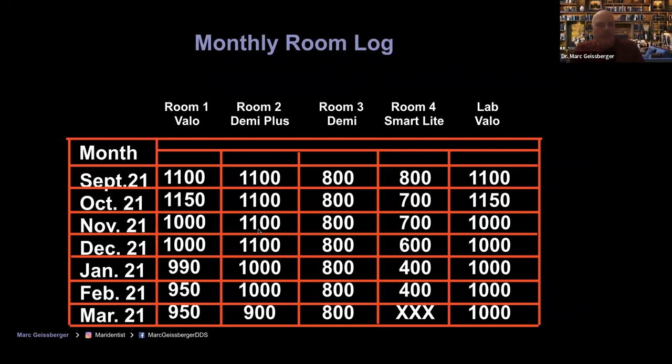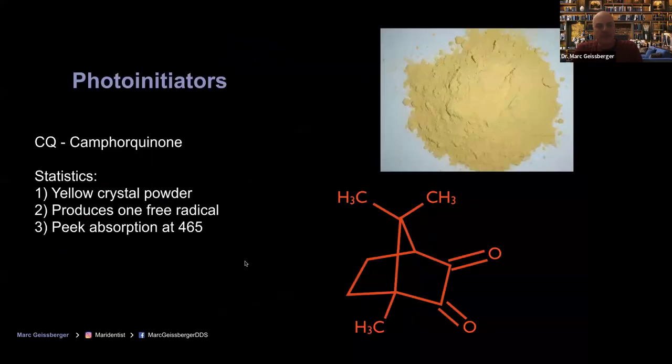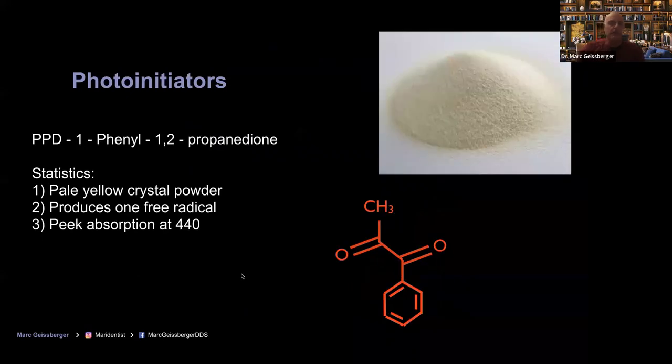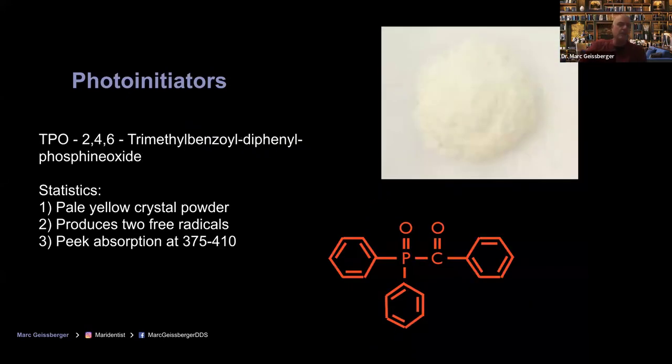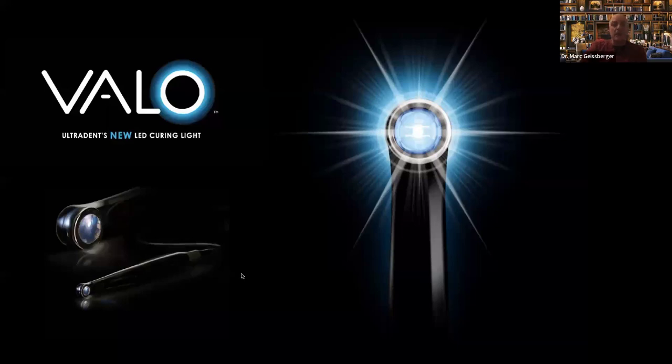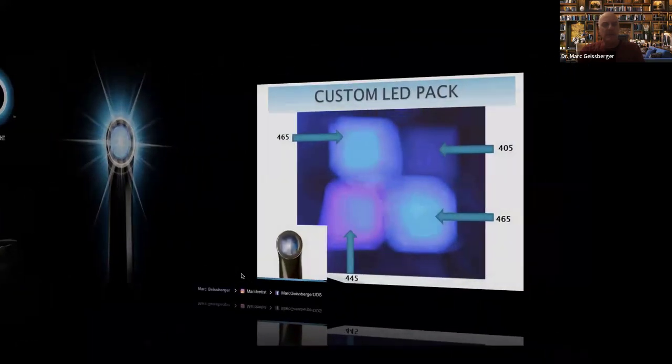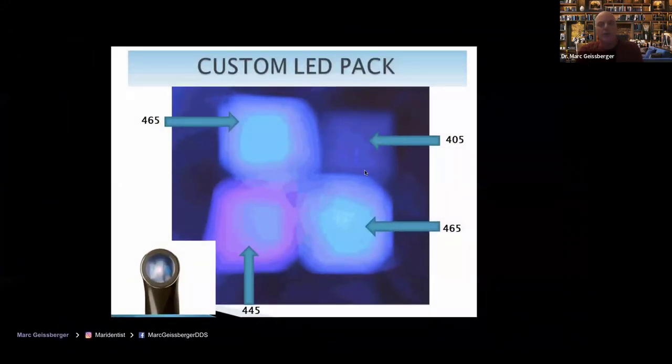So we measure our lights once a month, and we have someone in our office go into each room, take our Valo or our Demi, whatever light, or our Valo Grand, and measure these lights. And keep in mind, there are three photoinitiators used in dentistry: camphorquinone, PPD, and TPO. And the Valo, and now the Valo X, are designed with multiple LEDs. And those LEDs cure all three of the photoinitiators used in dentistry.